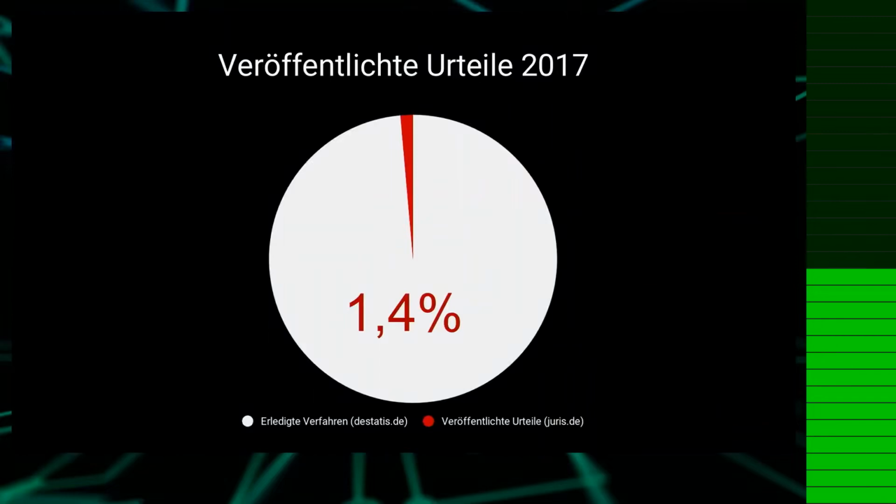Lediglich 1,4% der Urteile werden veröffentlicht. Und obwohl es sogar grundgesetzlich verankert ist, dass es eine Amtspflicht gibt, Urteile zu veröffentlichen, was auch das Bundesverfassungsgericht so sieht, wird dem in dem Sinne nicht nachgekommen. Nur dann, wenn ein Urteil veröffentlichungswürdig ist, kann der Richter von sich aus entscheiden, ob es veröffentlicht wird oder auch nicht.